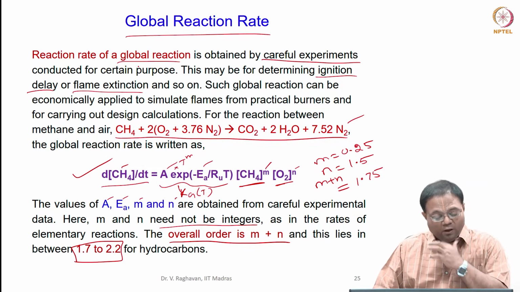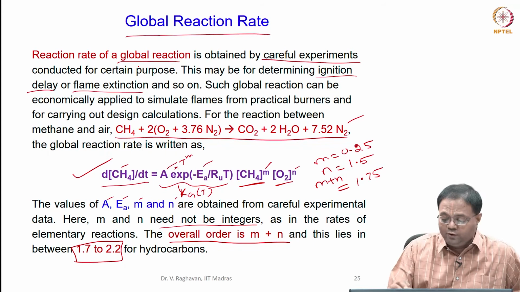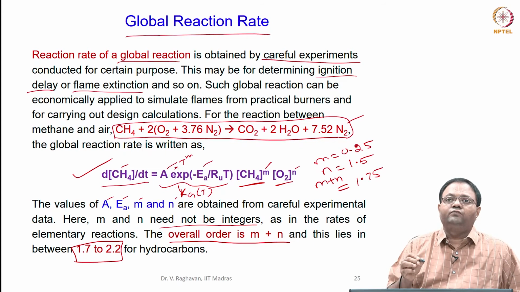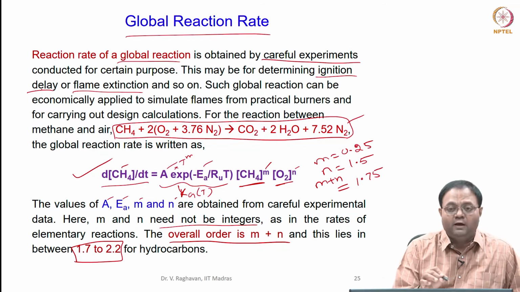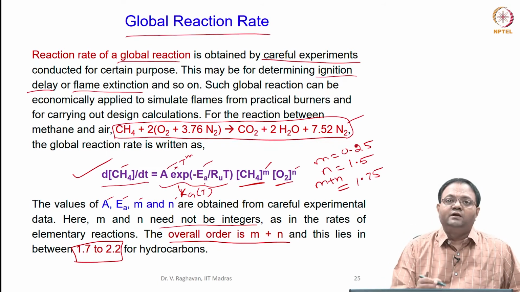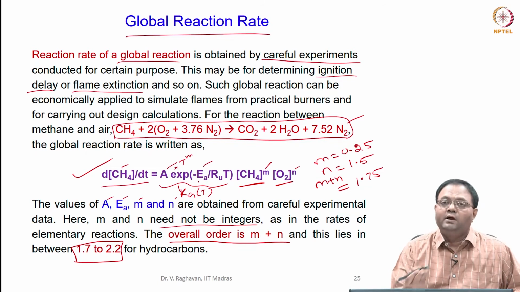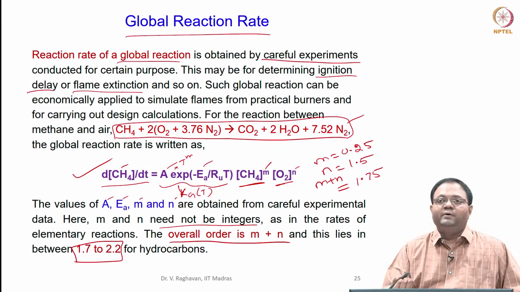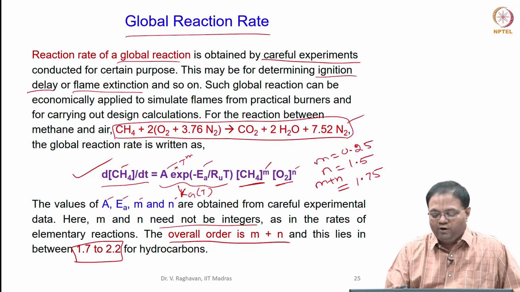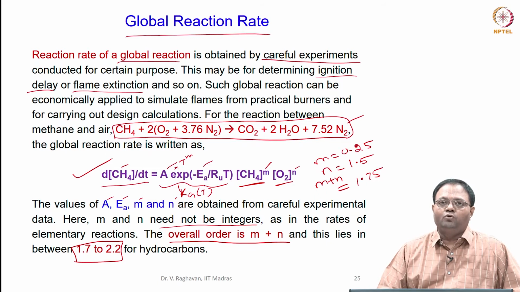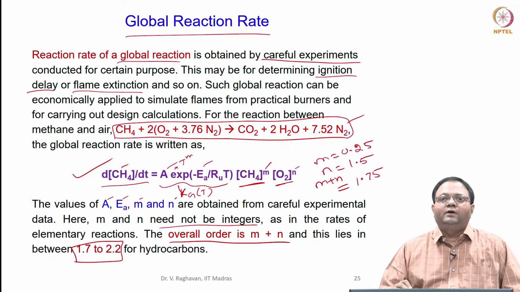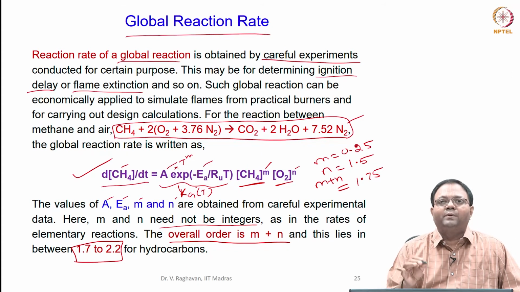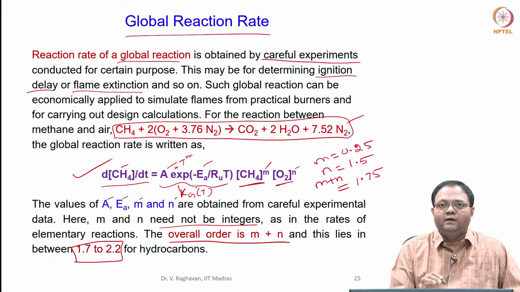Okay. However, when you construct a single step reaction like this, we have to get the coefficients for a particular type of problem. For example, for ignition delay the A and EA values can be different. If you want to predict flame extinction, the A and EA values can be different. Even the m and n values can be different. So for a particular condition we do experiments and try to correlate; this is called experimental correlation. So empirical correlations are obtained for the reaction rates.